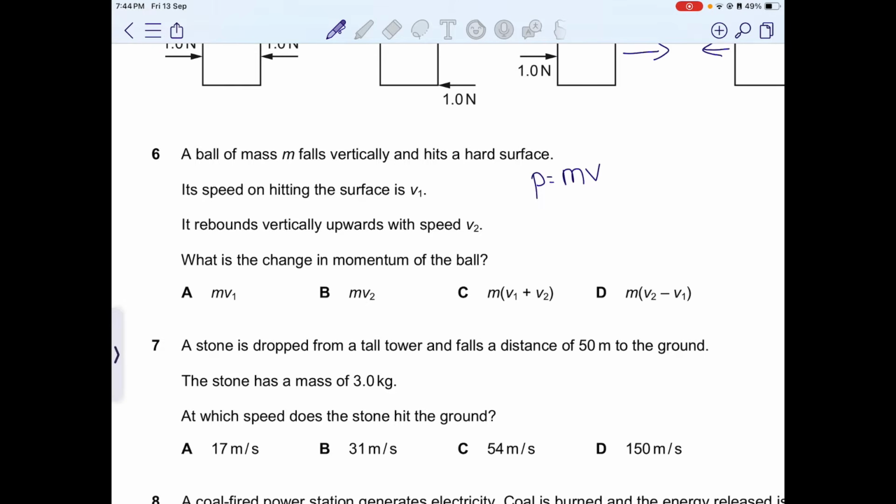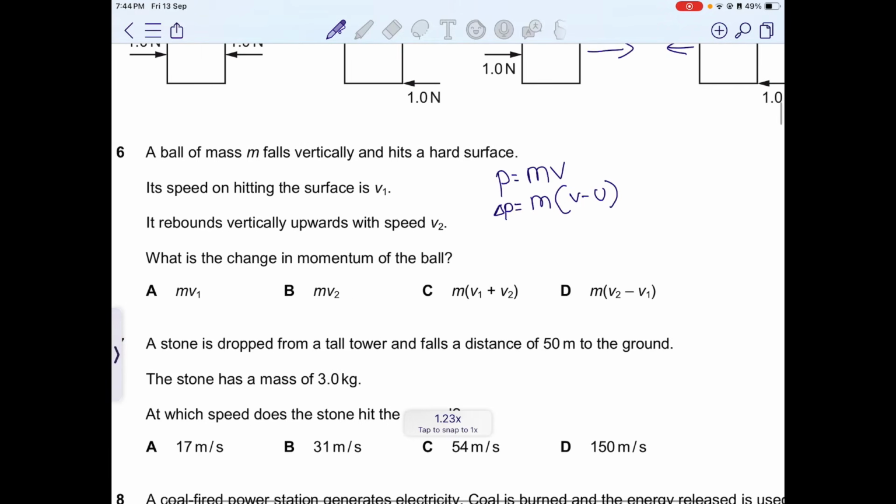Now, whenever I want the change in momentum, delta P is equal to m into v2 minus v1. That is the final velocity minus the initial velocity, or I could say v minus u. Now remember, this is the velocity and not the speed. When the ball was falling down it has v1, and when moving up it has v2. In the formula m into v minus u, v represents final and u represents initial.